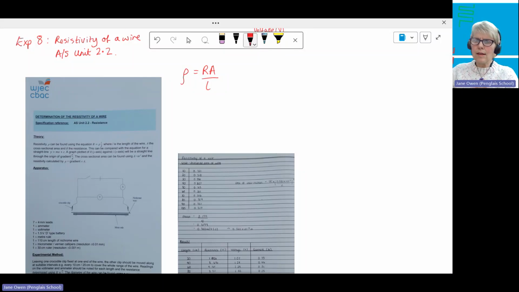The resistivity is a constant for that particular material, and this experiment is also part of Unit 2.2. And the resistivity takes into account the resistance as well as the dimensions of the material, and that's why it provides a constant for that particular material, so that you can compare resistivities of different materials and different alloys.